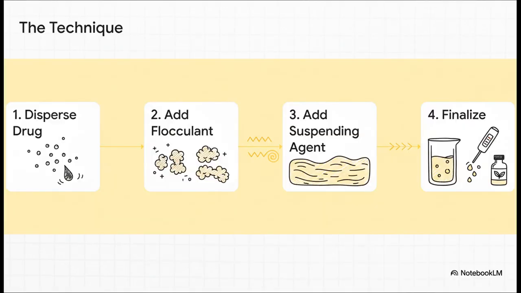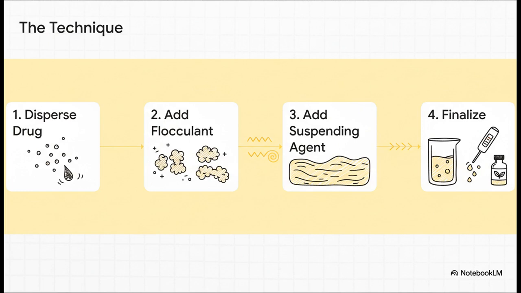So how do you actually do this in a lab? Well, here's the playbook. First, you make sure the drug particles are properly wetted and spread out. Then, you add just the right amount of a flocculating agent, something like an electrolyte, to create those loose clumps. Finally, and this is the secret sauce, you add a suspending agent. This basically makes the liquid thicker, it increases the viscosity, and that physically slows down the settling of your brand new flocks.